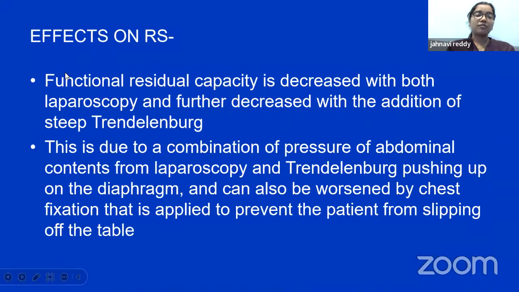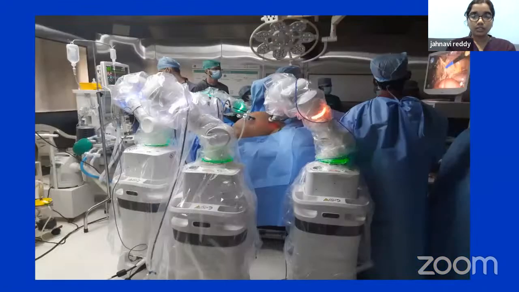Effects on the respiratory system. Functional residual capacity is decreased with laparoscopy and further decreased by adding the steep Trendelenburg position. This is due to the combination of pressure from abdominal contents from laparoscopy and the Trendelenburg position pushing on the diaphragm, and it can also be worsened by chest fixation applied to prevent the patient from slipping off the table. Here the conditions compromising the respiratory system are, one, the patient position: he is positioned in the Trendelenburg position, and the other is carbon dioxide insufflation, which causes distension of the abdomen, which pushes the diaphragm up.